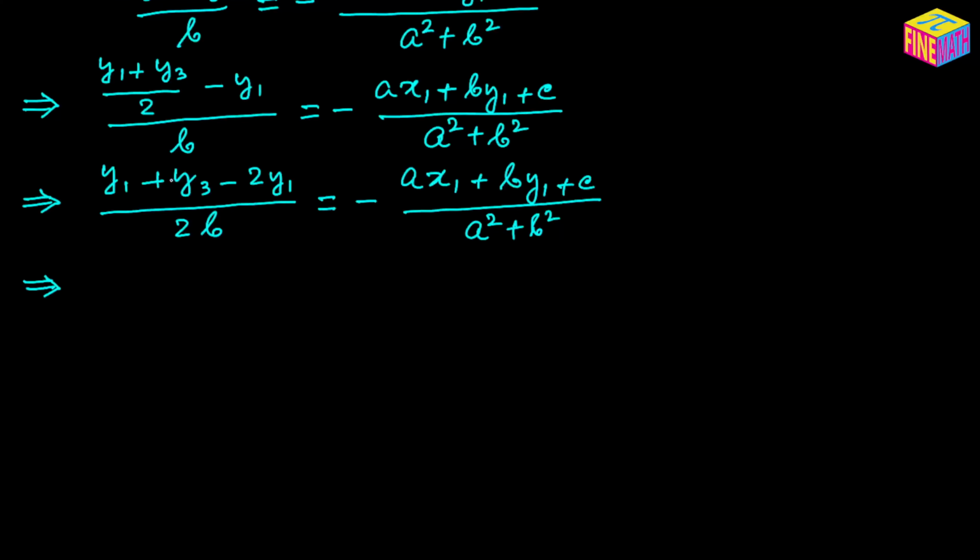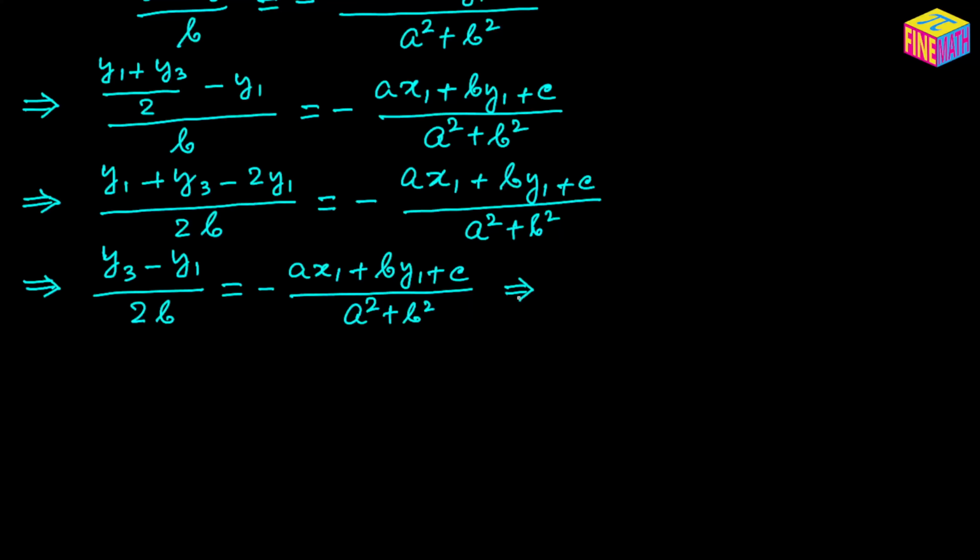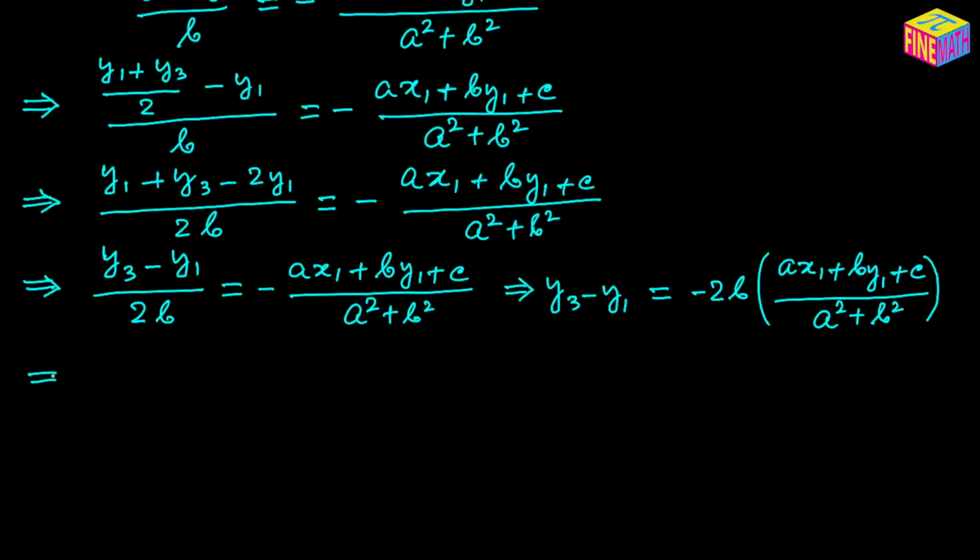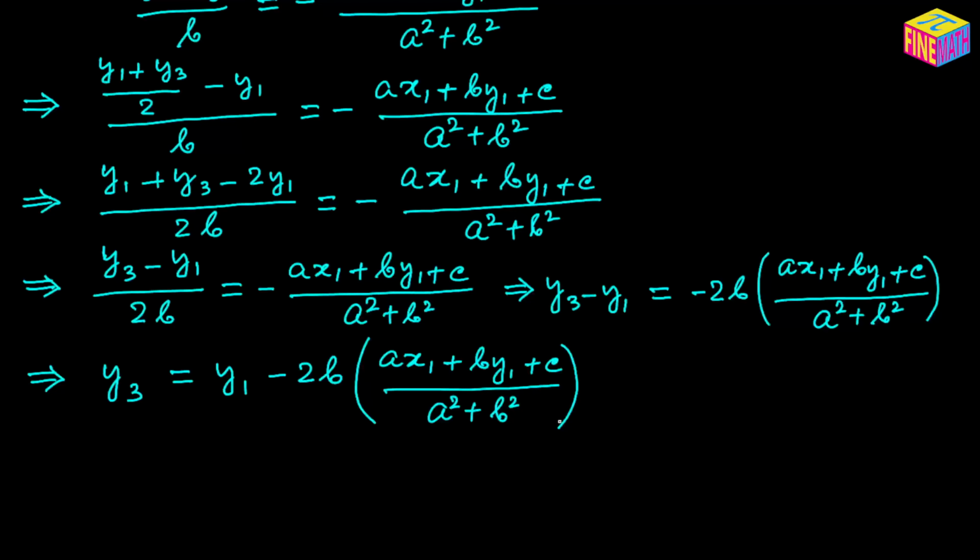From here, y sub 1 is one positive and two negative, so that will result in one negative y sub 1. So it would be y sub 3 minus y sub 1 over 2 times b, that will be equal to negative of this quantity. And from here if we multiply both sides by 2 times b, then we get y sub 3 minus y sub 1 is equal to negative 2 times b multiplied by that quantity. And from here we can say then definitely y sub 3 equals y sub 1 minus 2 times b multiplied by that quantity. So we have been able to find the value of y sub 3 as well.